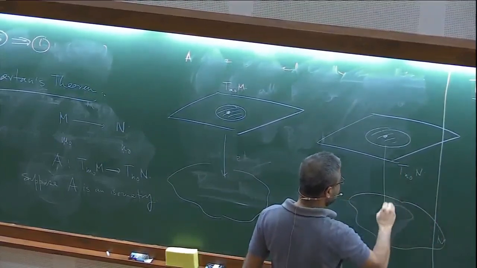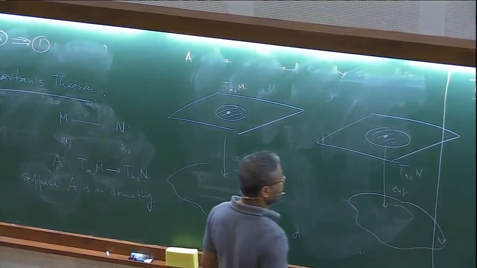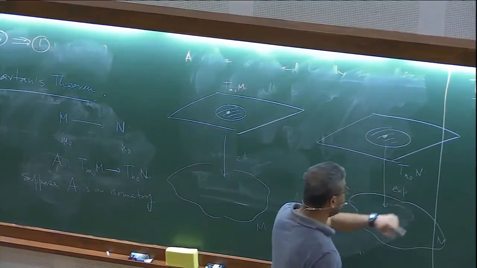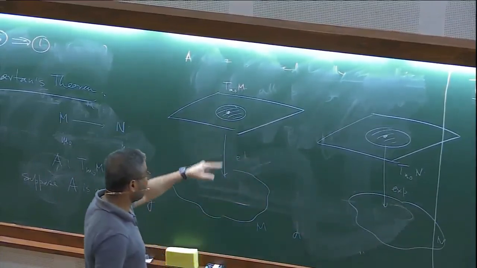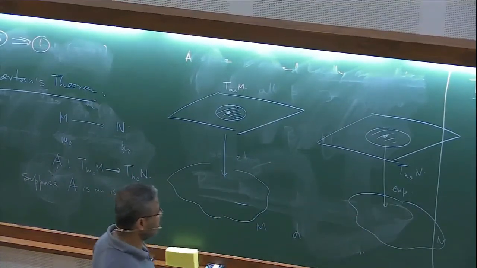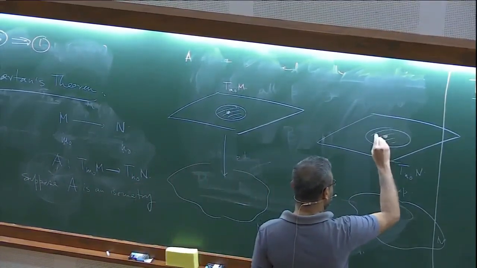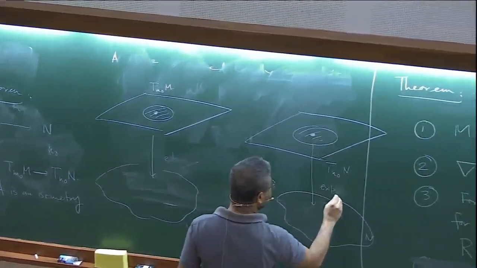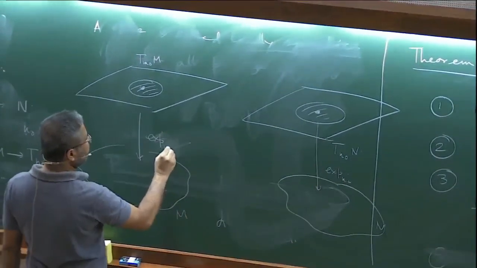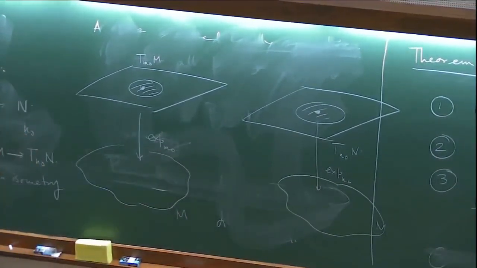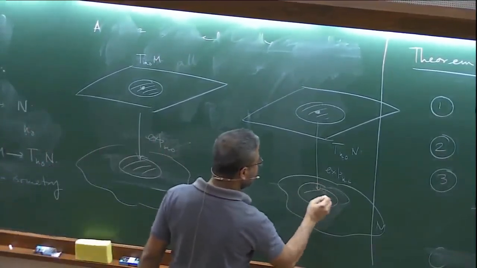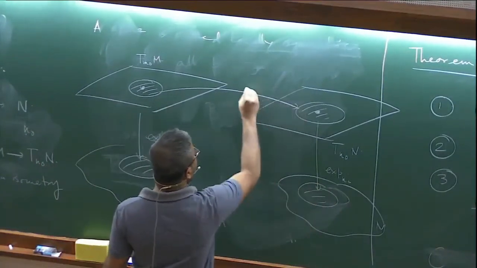And I have this exponential map, not necessarily defined on the whole of the tangent space. Here also it is not necessarily defined on the whole of this, but on a small open star-shaped set around zero, it is going to be defined. So let's call this T_{N0}N, and let's call this T_{M0}M. And then these are all local maps here. So I consider, and I have a map here, A.